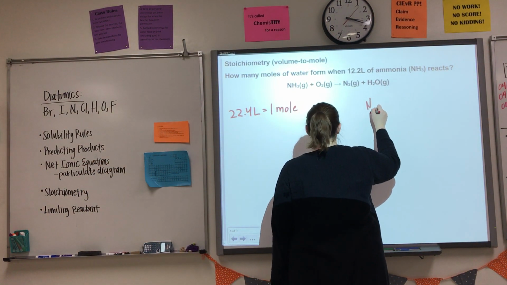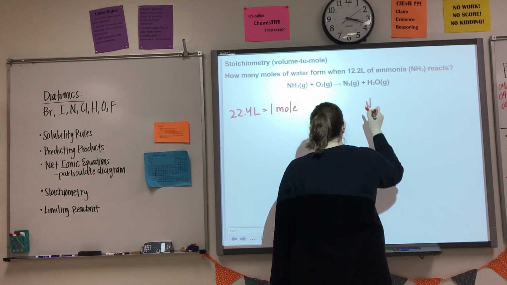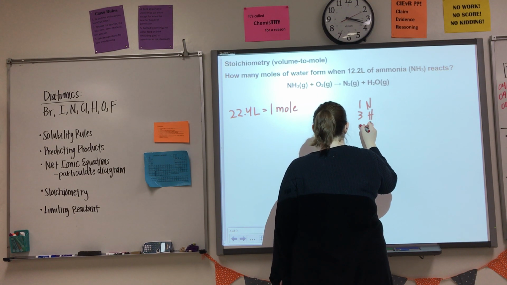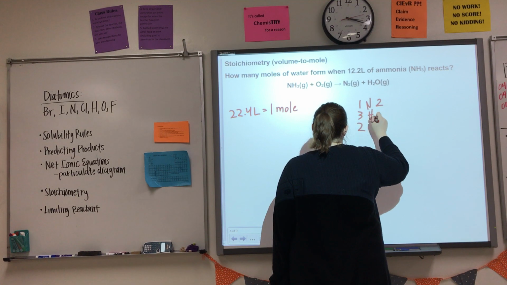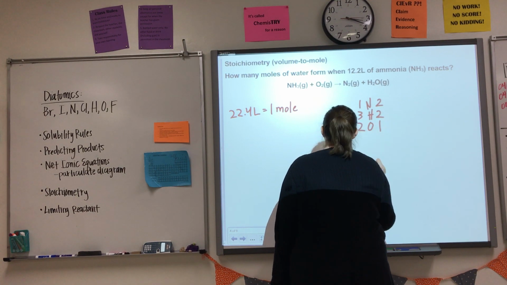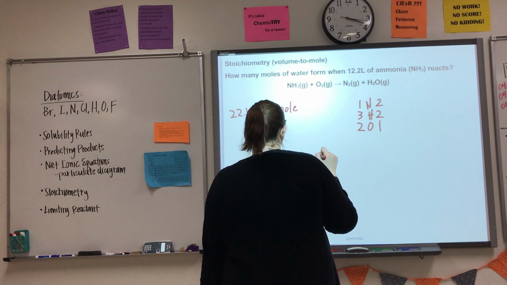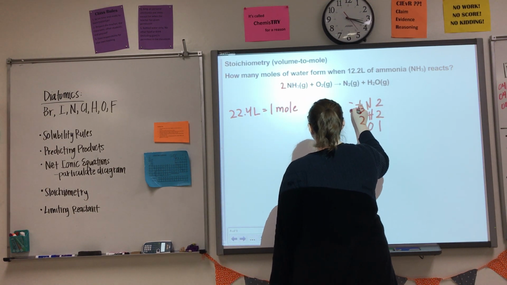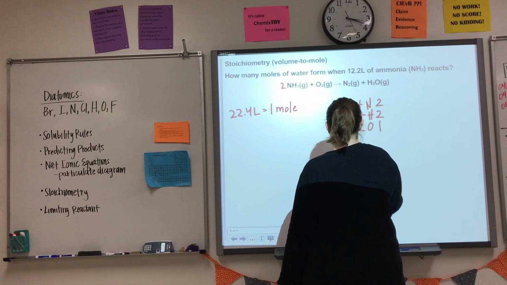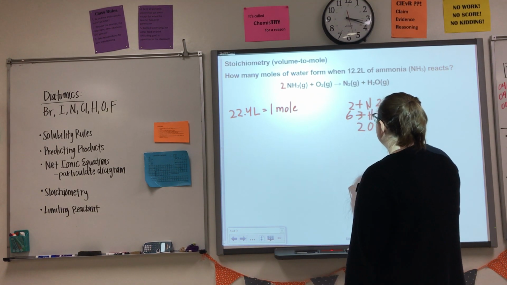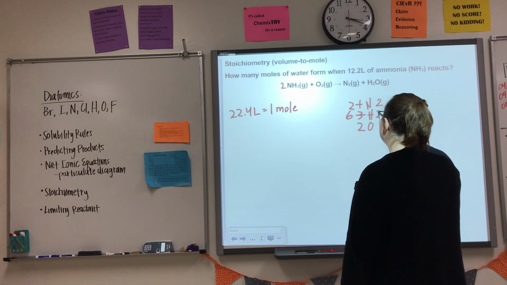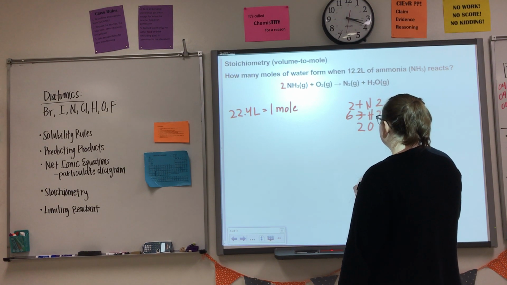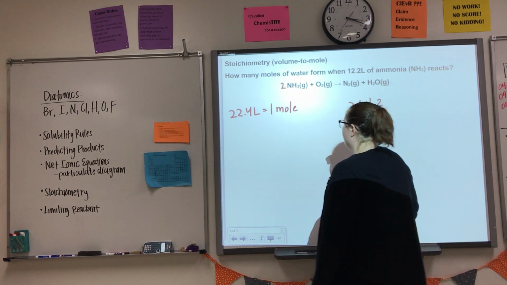So I have nitrogen, hydrogen, and oxygen. So 1 nitrogen, 3 hydrogen, 2 oxygen, 2 nitrogen, 2 hydrogen, 1 oxygen. I'm going to go ahead and start with 2. So 2, and now I have 6. Okay? That means, well, I want an even number of these, so I'm going to go ahead and double this one real quick.